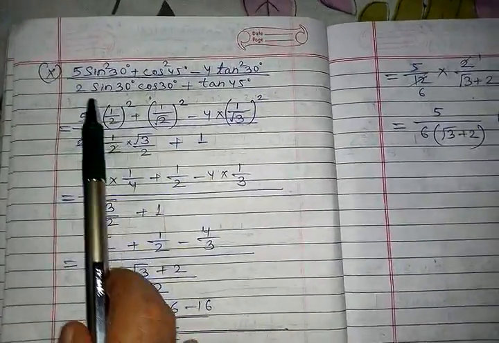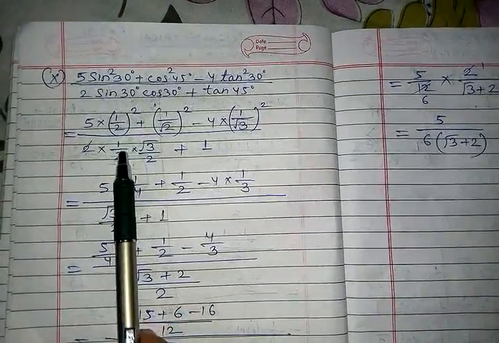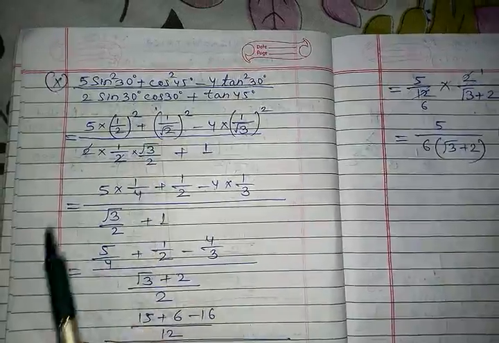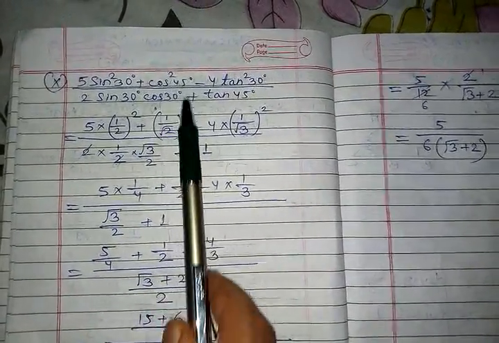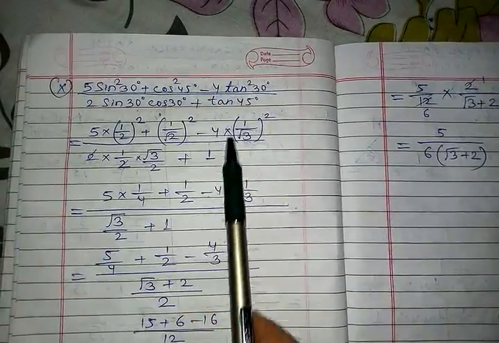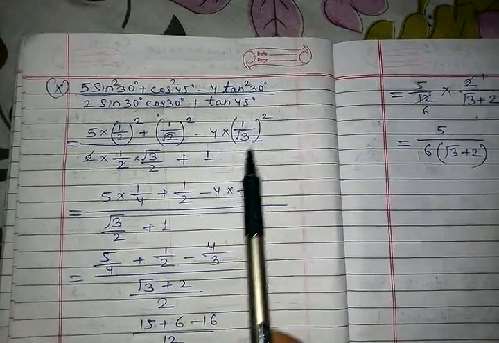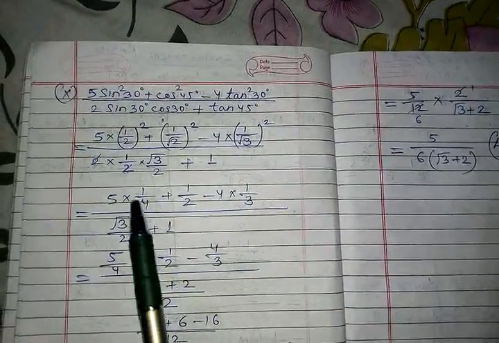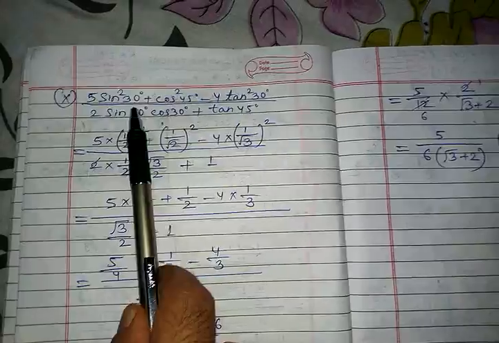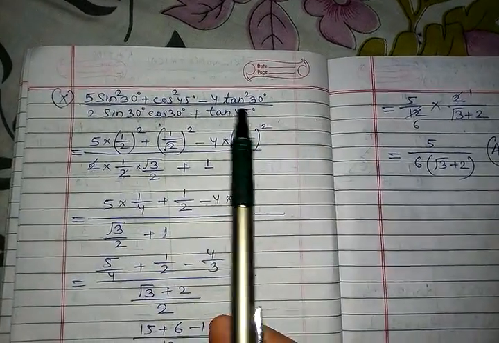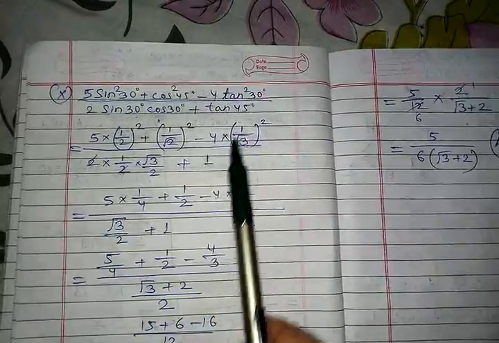Now put the respective values. 5 into sin 30, which is 1 by 2, as there is a square, so here also we have a square, plus cos 45 is 1 by root 2, as there is a square, so the whole square, minus 4 into tan 30 is 1 by root 3, as there is a square here, so here also I have put the whole square. 2 into sin 30 is 1 by 2, no square, so here also we don't put a square. Cos 30 is root 3 by 2, plus tan 45 is 1.